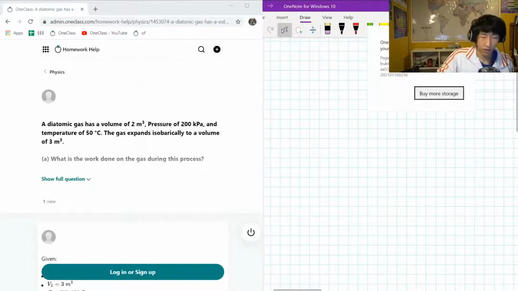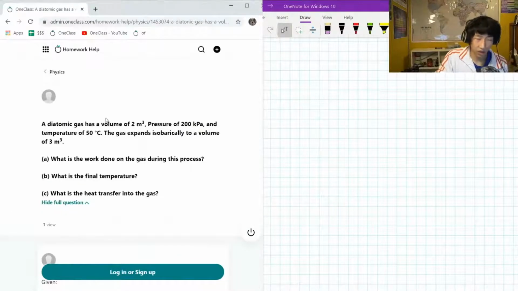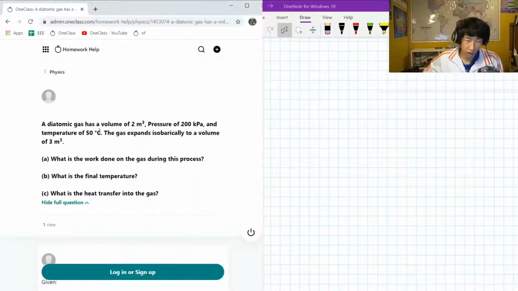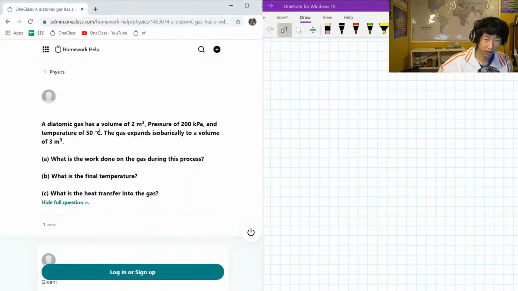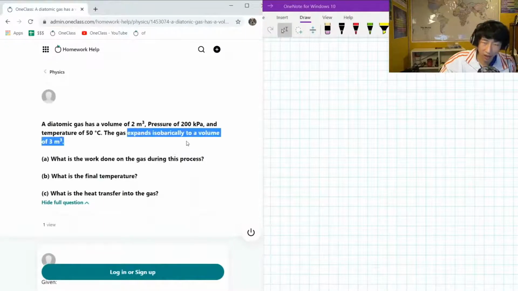Okay, so here we have the next question on the menu, and it is presenting the situation where we have a diatomic gas originally with a volume of 2 cubic meters, a pressure of 200 kilopascals, and a temperature of 50 degrees Celsius. The gas expands isobarically to a volume of 3 cubic meters. Now it is asking us what is the work done on the gas by the process, the final temperature, and the heat transfer of this gas as this process occurs. So the first thing that we need to address here is what does it mean by isobarically?